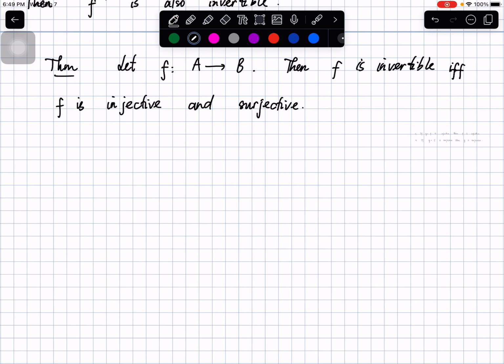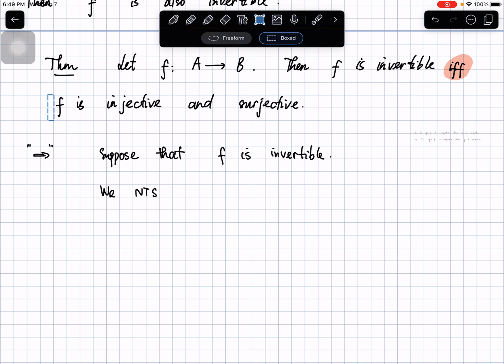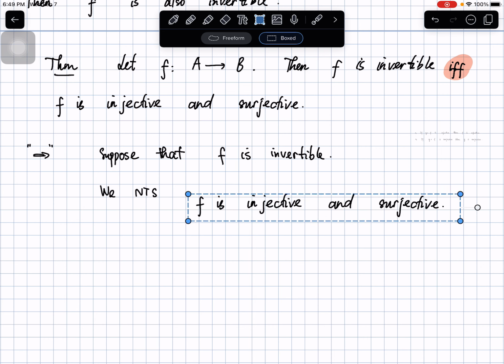Let f be a function from A to B. Then f is invertible if and only if f is injective and surjective. This is an if and only if statement, so we will prove two directions. The first direction is: suppose that f is invertible. We need to show that f is injective and f is surjective.